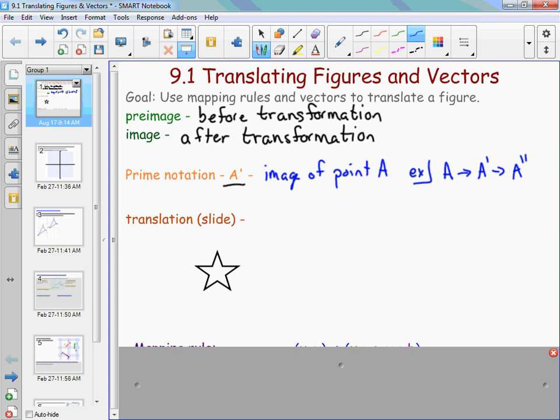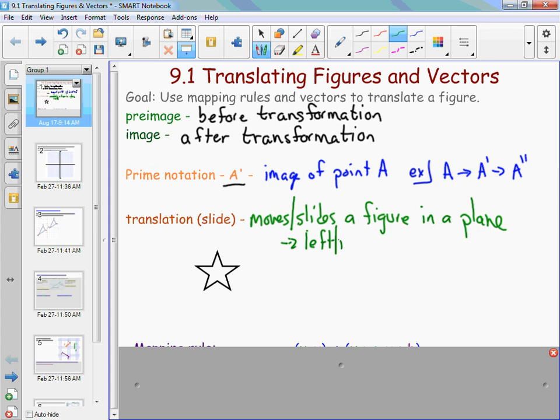Our first transformation we are going to discuss is a translation, also called a slide. A translation moves or slides a figure in a plane. And when we say it moves, it can be left, right, up, down, or any combination thereof.